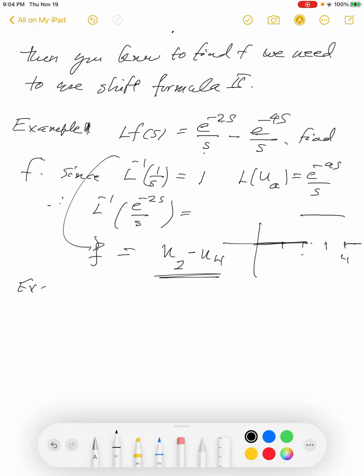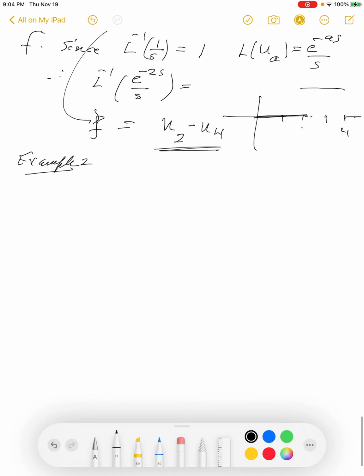Example 2. Let's do this one. L of f of s is e to the minus 2s by s square. Now what I was telling you, you should do that here. That is, first find L inverse of 1 over s square without the exponential term. This you know is t.